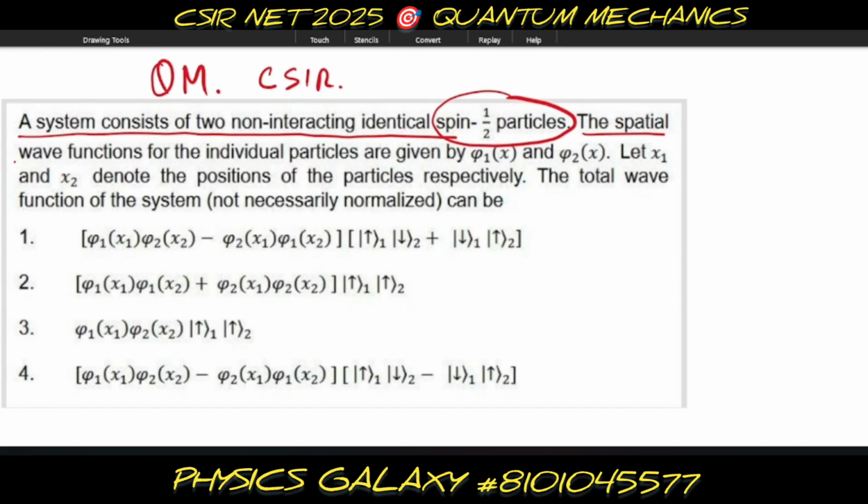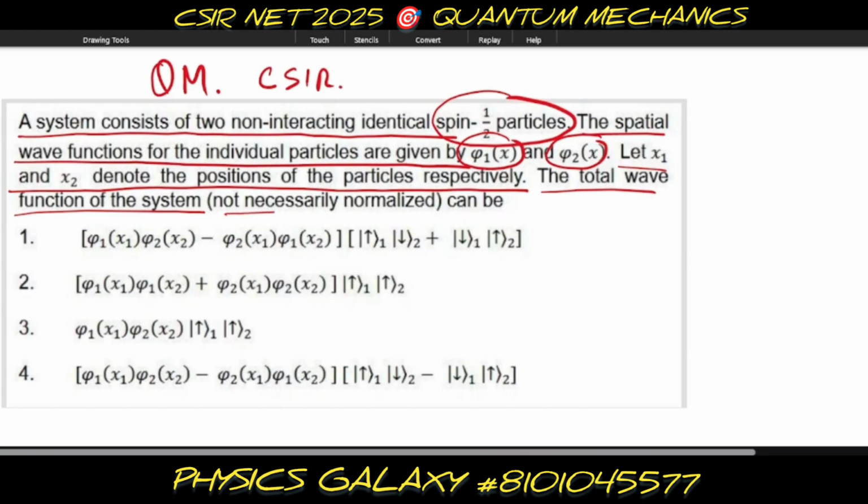Last CSIR NET examination. The first problem: a system consists of two non-interacting identical spin half particles. The spatial wave functions for the individual particles are given by phi1 of x and phi2 of x. Let x1 and x2 denote the positions of the particles respectively. The total wave function of the system, not necessarily normalized, can be... So these are our possible wave functions of two identical spin half particles.